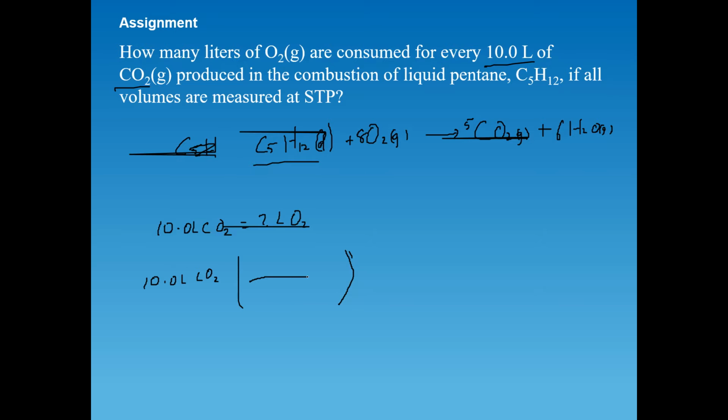The conversion factor would allow you to convert from the volume of CO2 in liters to the liters of oxygen. And the numbers that we would use would be the coefficients for carbon dioxide and oxygen here. So down here, we're going to have 5 liters, and up here, we're going to have 8 liters. And then all we have to do is the math, and that will give you 16.0 liters of oxygen. All right? So that's basically how that is done.